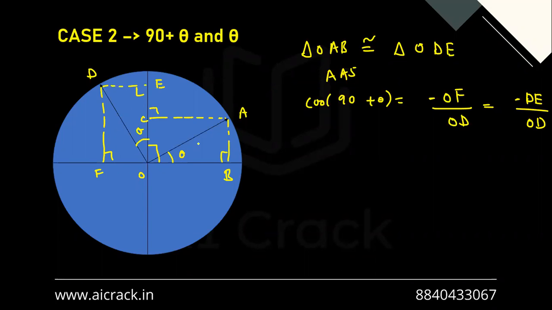Now these two triangles are congruent as we have proved earlier. So DE is nothing but AB, right? So this is minus AB upon OD, which equals OA. So this comes out to be minus of AB upon OA, which is nothing but minus of sine theta, right? Now this is interesting that we are getting a negative sign over here. In case of sine of 90 plus theta, we didn't get a negative sign, but in case of cos of 90 plus theta, we got a negative sign.